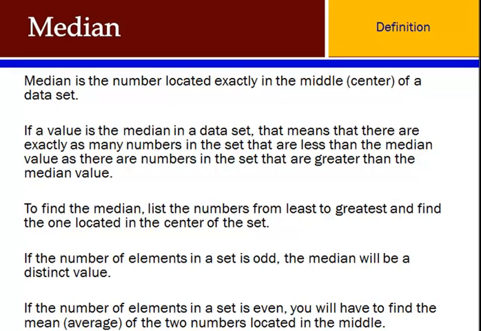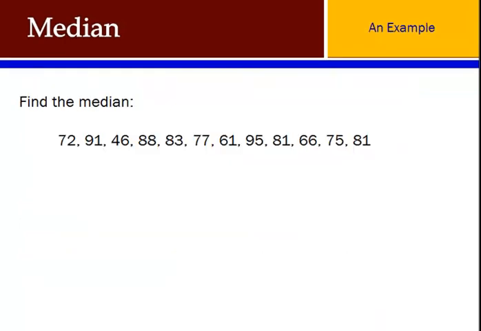If the number of elements in the set is odd, the median is going to be a distinct value, because you'll have the same number of numbers below and the same number of numbers above, and then you'll have that number right in the middle. However, if the number of elements in a set is even, you're going to have to find the average of the 2 numbers that are located in the middle, because there won't be a distinct number. So let's look at one like that.